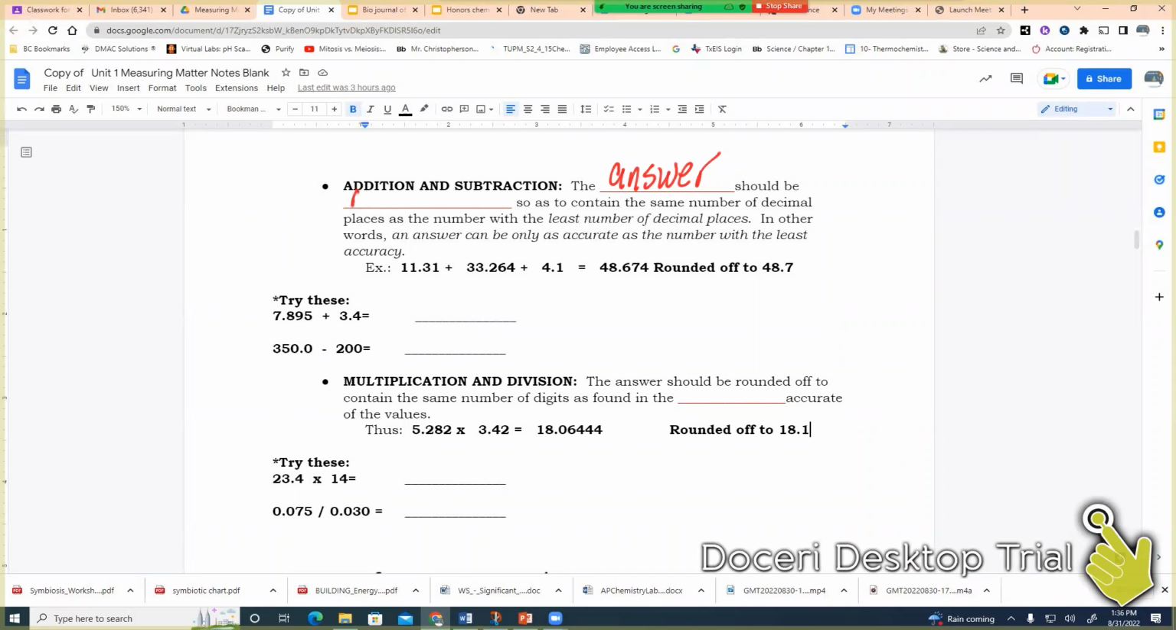then when you get your answer, it should be rounded off so as to contain the same number of decimal places as the number with the least number of decimal places. In other words, like we talked about yesterday, you cannot have an answer that's more precise than your measurement. So if you're adding or subtracting, you're looking at places behind the decimal.